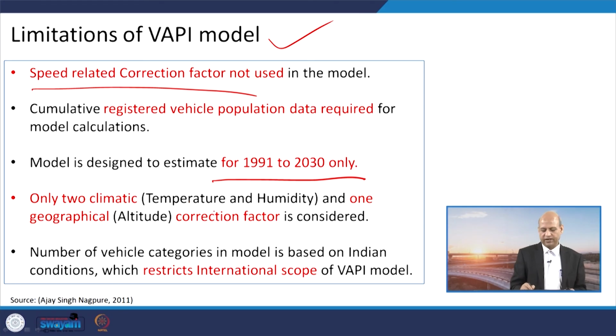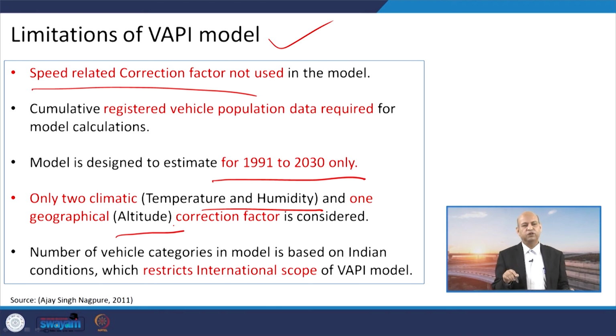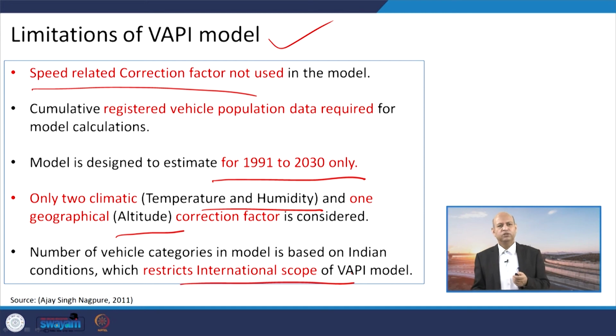Only two climatic factors, temperature and humidity, and one geographical factor, the altitude, these three correction factors have been implemented. Some other complex or sophisticated models have more correction factors depending upon technology and other things. The number of vehicle categories in the model is restricted in international scope because it is only in the Indian context. So, we have taken only those categories which are in India. So, for a nearby country like Bangladesh we can use it, but if you want to use it for other developed or middle economies, then it may not be so realistic.